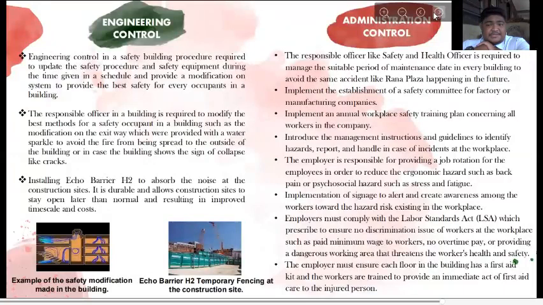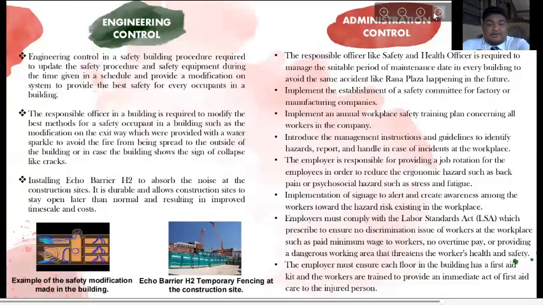Introduce management instructions and guidelines to identify hazards, report and handle them in case an incident happens in the workplace. The employer is responsible for providing job rotation to employees in order to reduce the ergonomic hazard or problems that refer to the employee, such as psychosocial hazard, if it happens to an employee at the workplace.